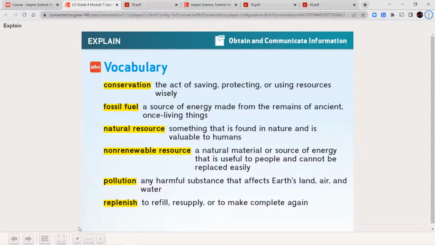Next, we have the word pollution. Pollution is any kind of harmful stuff that affects the earth. So it's either something that's causing or dirtying the air, the land, or the water. And replenish means to refill or resupply or to make complete again. So think about if you have water in a cup and you drink the water, you replenish the water by refilling that cup with more water.